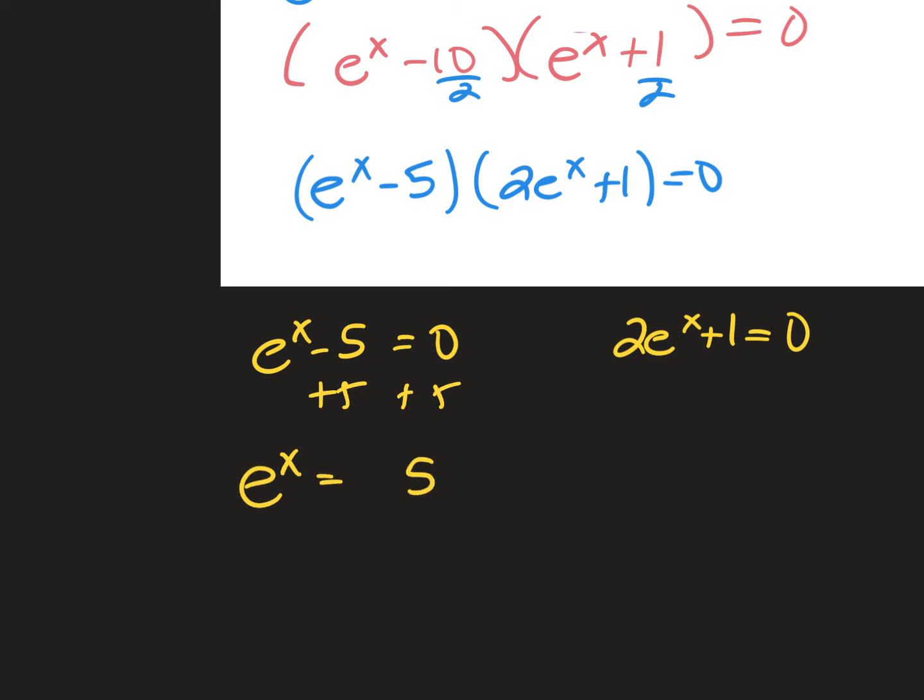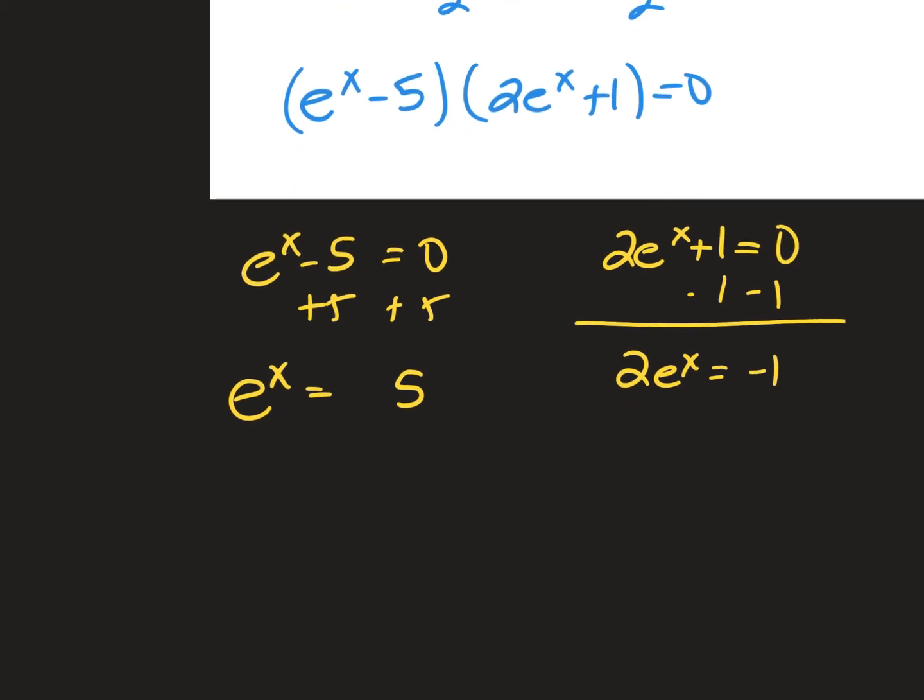On the right-hand side, how do I get e to the x by itself? I'm going to subtract 1. So I have 2 e to the x equals negative 1. Then what? Divide by 2. So I have e to the x equals negative 1/2. Now I have one extra step. If this was not an exponential, you guys would have x equals 5 and x equals negative 1/2.